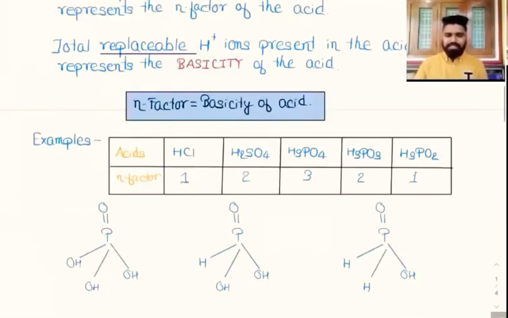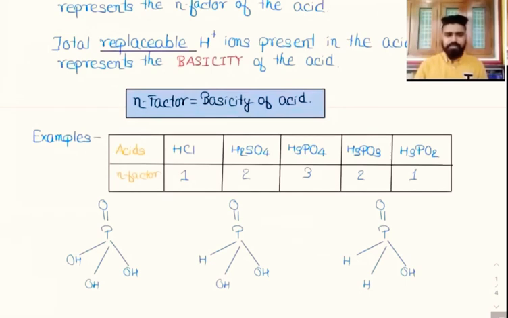If you consider these three acids, H3PO4 will have the structure like this. Here it is the central atom phosphorus, with a double bond O, and 3 OH bonded to it. That means in case of oxy acids, only those hydrogens are replaceable which are directly attached with oxygen. If the hydrogen is attached with the central atom, it will not be replaceable when dissolved in solution.